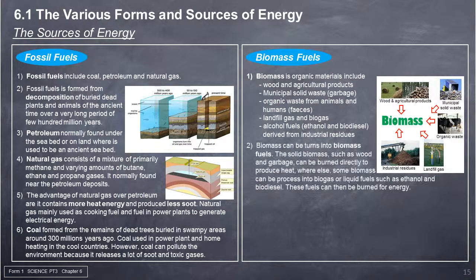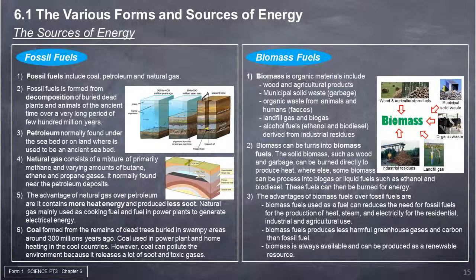2. Biomass can be turned into biomass fuels. The solid biomass, such as wood and garbage, can be burned directly to produce heat, whereas other biomass can be processed into biogas or liquid fuels, such as ethanol and biodiesel. These fuels can then be burned for energy.